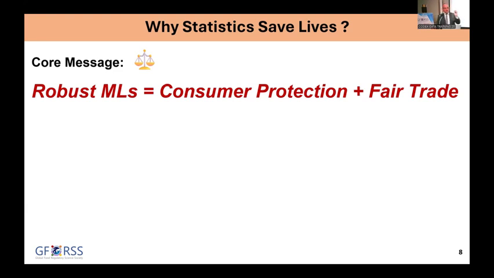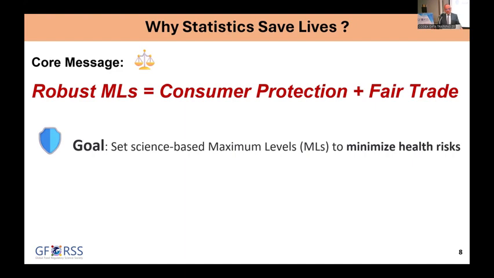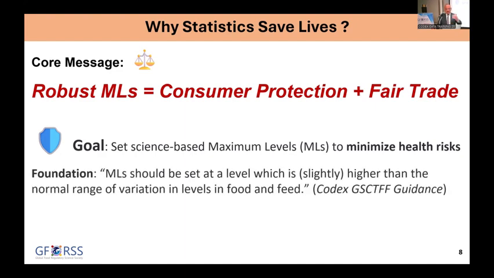As long as this maximum limit has been defined and developed on a robust scientific basis, it will lead obviously to what we call consumer protection and fair trade, the main wings of the concept of our work. So our work goal is to set science-based maximum limits to minimize the health risk and, as we said, for fair trade. So this is why the main objective is to minimize health risk.